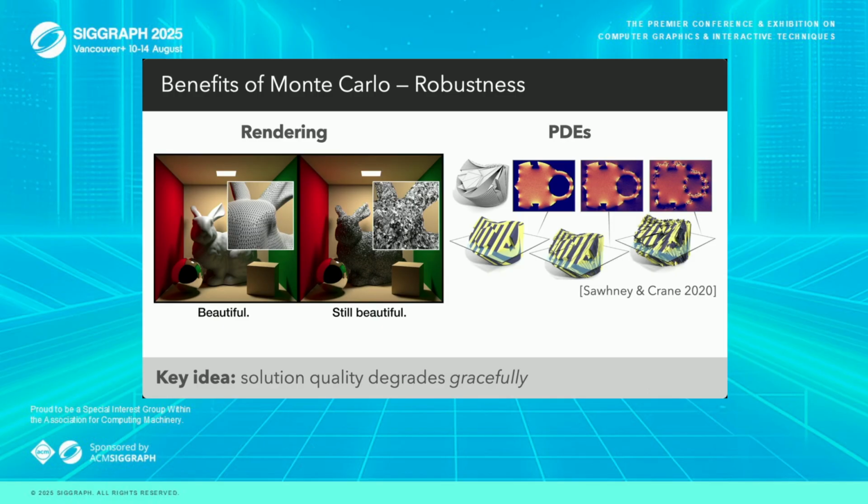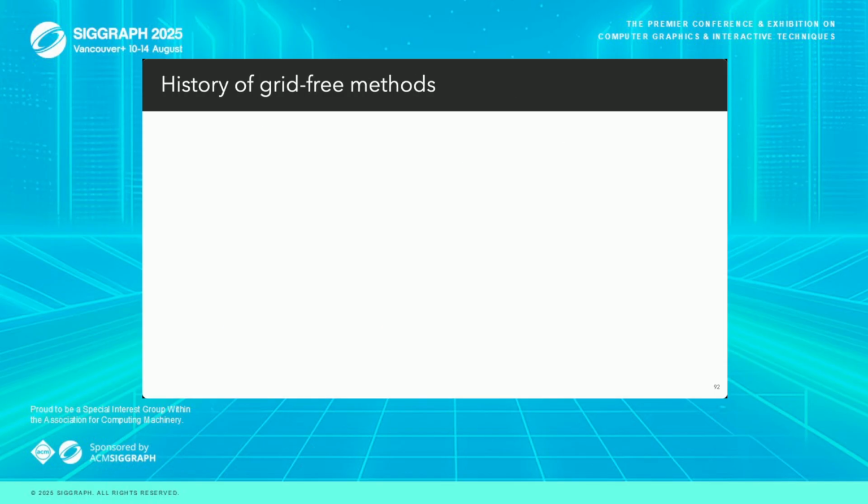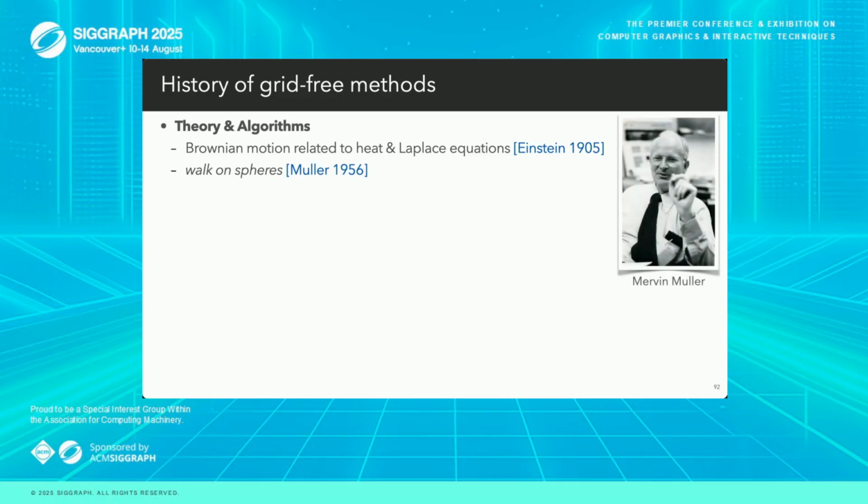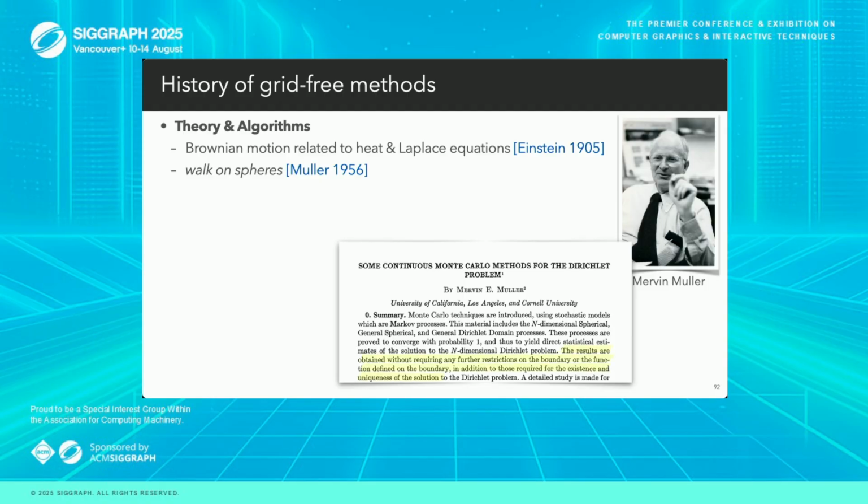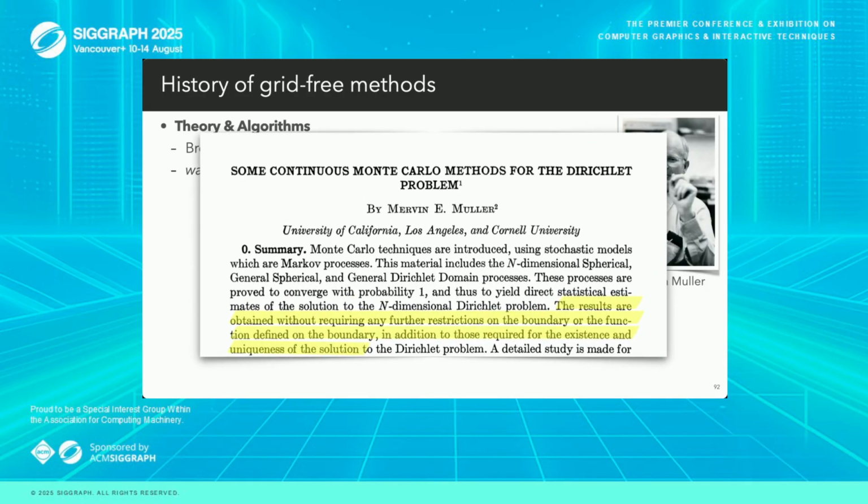All right? So to finish my part, I'm going to highlight that with the walk-on-spheres algorithm, these grid-free methods, even though in computer graphics they have only attracted a lot of attention in the past 5 years, actually have a pretty long history. So even from the early 20th century, Einstein has been looking at how to simulate Brownian motion for the heat and Laplace equations. The walk-on-spheres algorithm actually was introduced in 1956, 60 years ago, by Mervin Muller. And since then, it's been highlighted as a great algorithm because it allows us to solve problems regardless of how complex the geometry is.